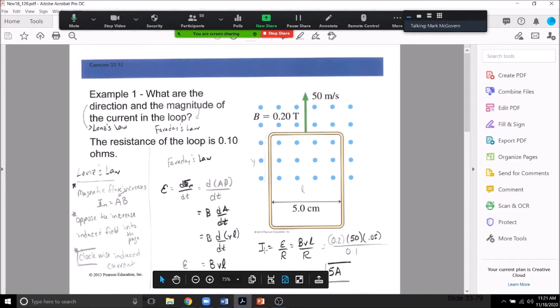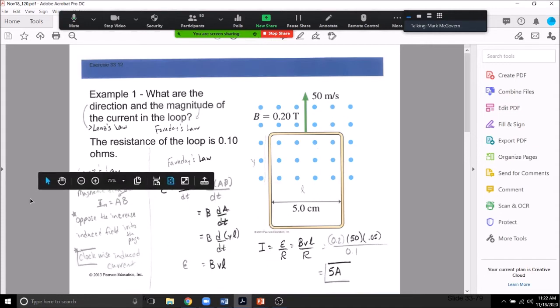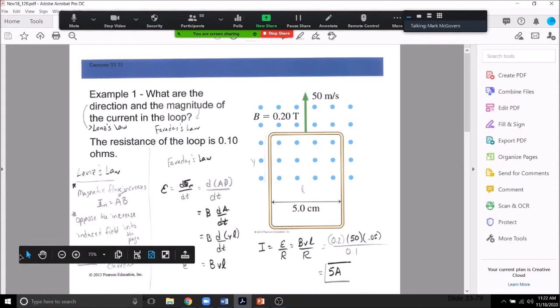If I want to know what the current is, then I'll have to divide the EMF by R, the resistance. I'm told the total resistance of the loop is 0.1 ohms. So I got all my numbers here: magnetic field of 0.2 Tesla, speed of 50 meters per second, the length, you got to put in meters, 0.05, and the resistance is 0.1. And we get a cozy 5 amp current as this thing is being pushed up.